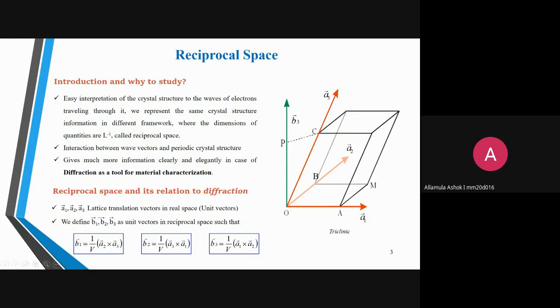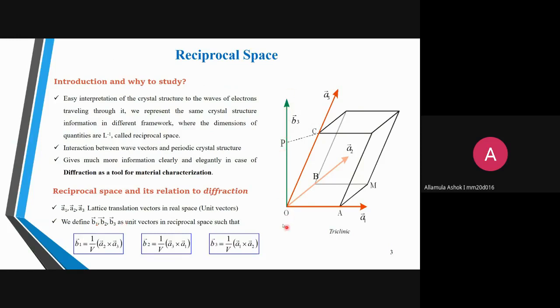Here A1, A2, A3 are three unit vectors in real space. Here I'm considering one triclinic cell. We are defining reciprocal lattice vectors as per our convenience, such that they follow some properties.